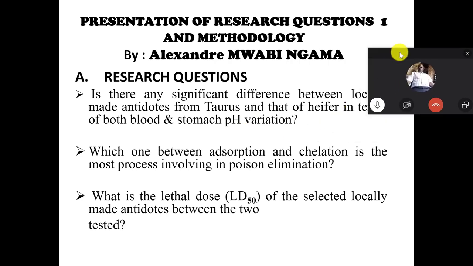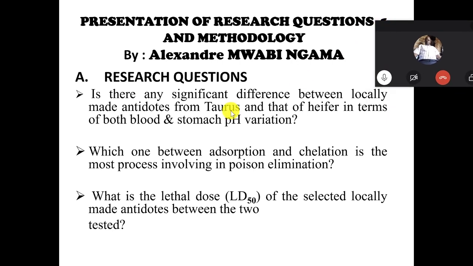My topic is the valorization of cattle waste, cow horn bones, and palm nut shells to make antidotes to treat poison in the eastern DR Congo. Now, the different research questions are three. The first one is, is there any significant difference between locally made antidote from Taurus and that of AFA in terms of both blood and stomach pH variation? The second one is, which one between adsorption and chelation is the most process involved in poison elimination? And the last one is, what is the lethal dose of the selected locally made antidote between the two tested?